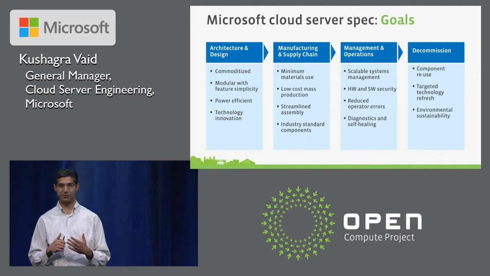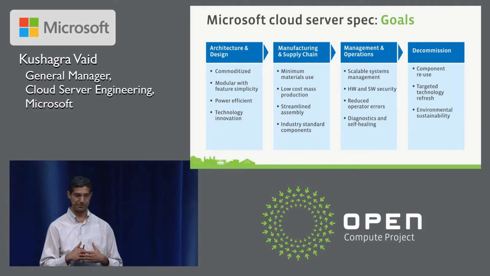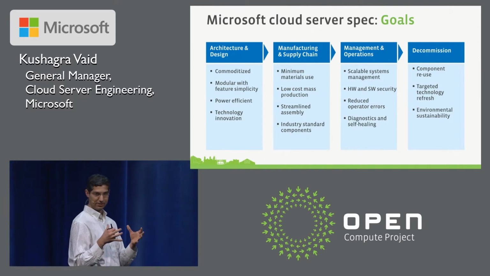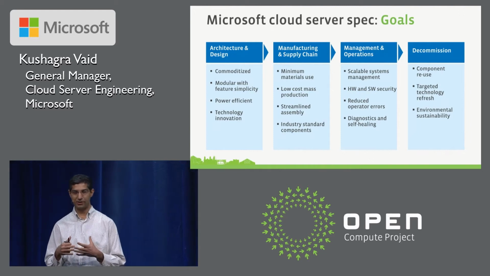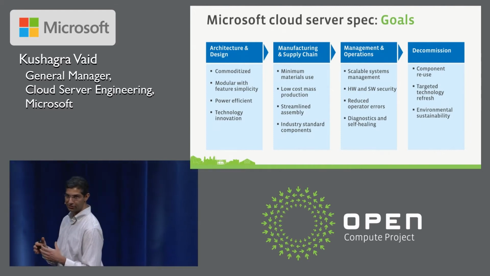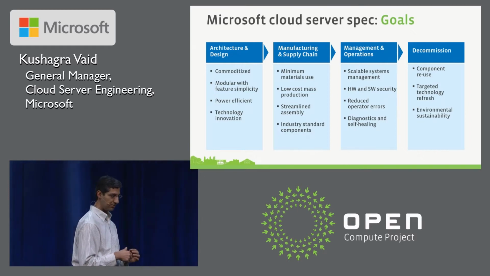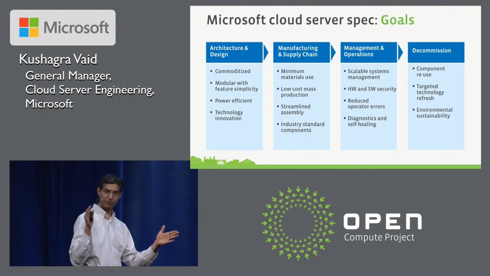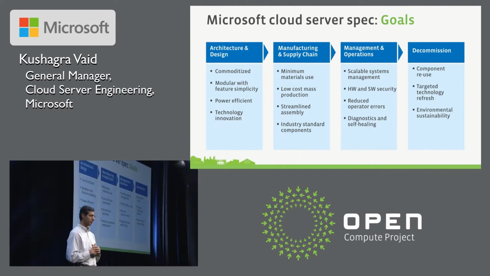And of course, there needs to be a way to continue to innovate as this architecture evolves over time. For manufacturing and supply chain, how do we minimize the materials cost? And how do we have a model where low-cost mass manufacturing becomes a main thing? Streamlined assembly, because that shrinks your PO to deployment cycle, becomes a factor to be considered. So that was one of the goals we wanted to use.